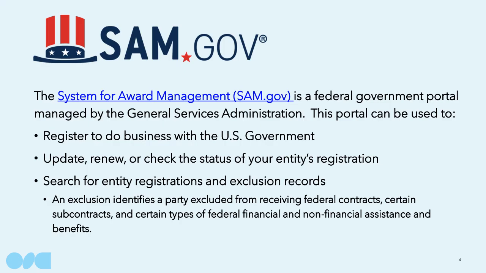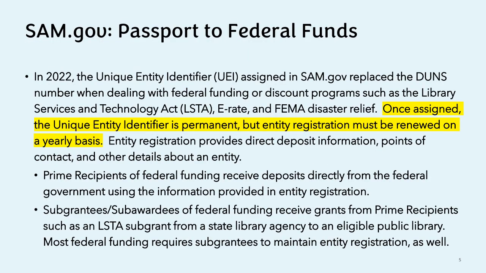You can also search in the system for the registrations of other entities and also for exclusion records. So generally for a public library, you're probably not going to be looking at exclusions, but just to let you know, the system does show if an entity has been excluded from getting federal contracts or subcontracts, for various reasons. So that's part of the reason that our agency uses it, is to make sure that when we're granting to libraries that they are eligible to receive that funding. So SAM.gov is your passport to federal funds.